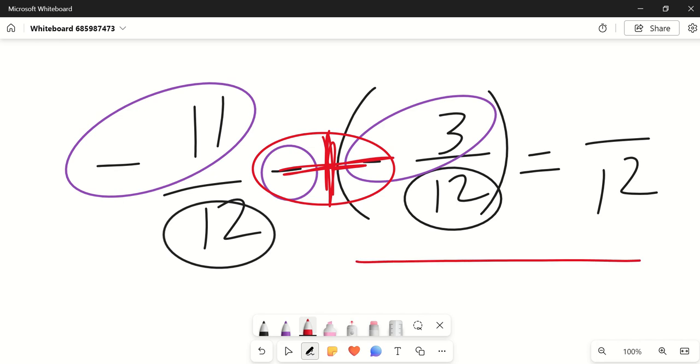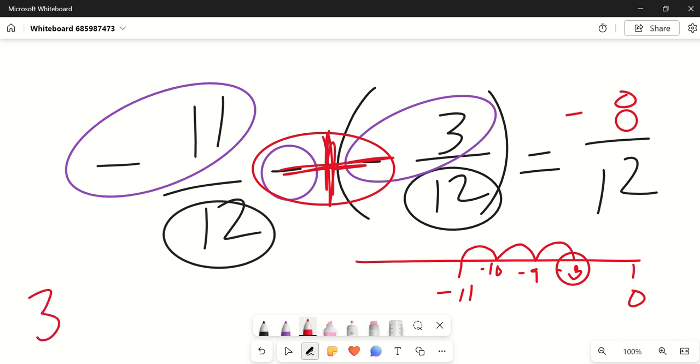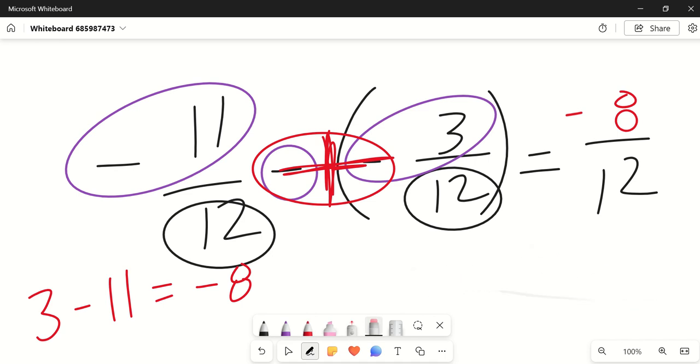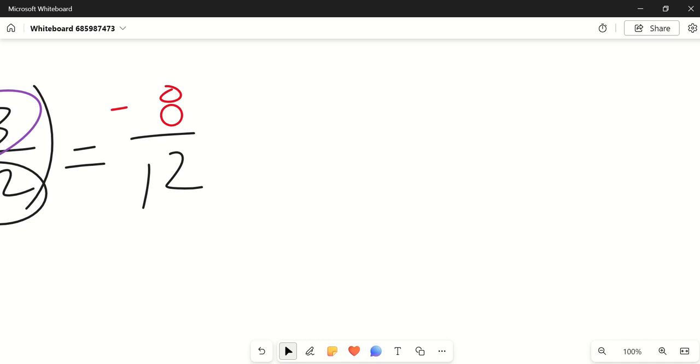You can do the whole number line thing and move 3 spots closer to zero. So that'd be negative 10, negative 9, negative 8. So this would be negative 8 over 12. Another thing you could do is 3 minus 11, which you know would also be negative 8. But we are not done here. This is the one example that we get where our answer is not simplified.